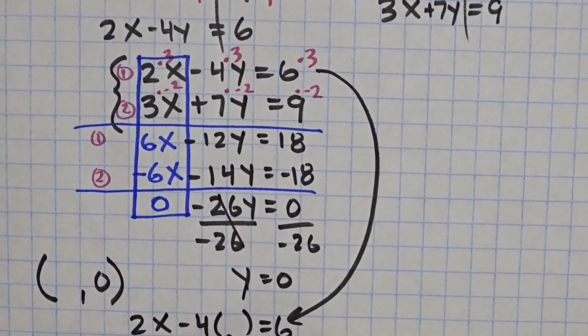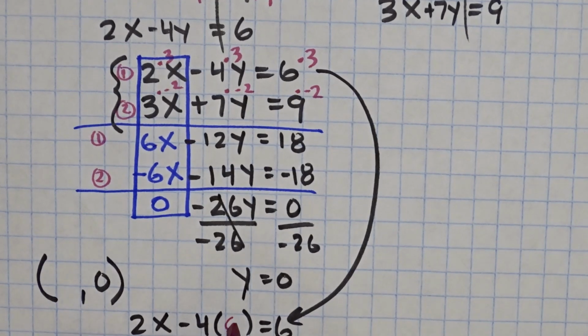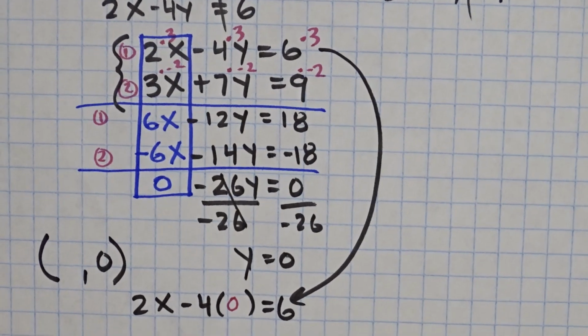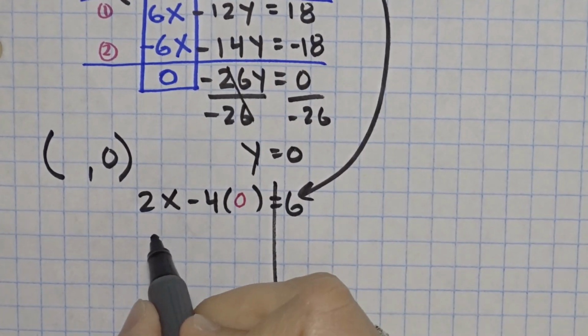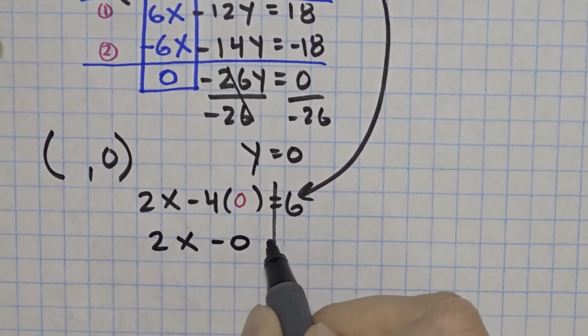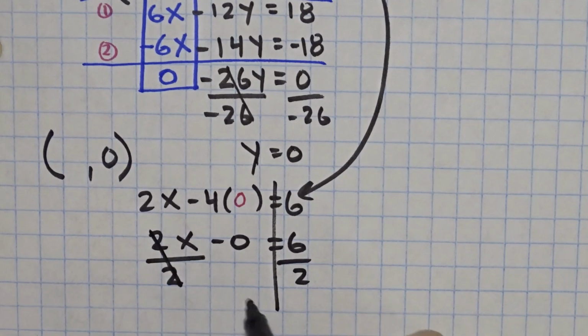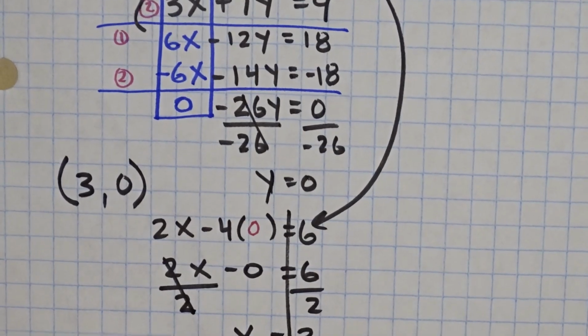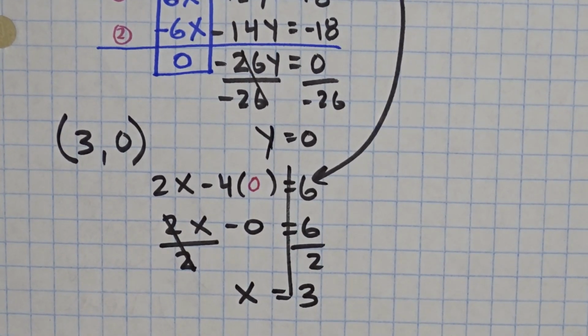Now, because this y is not really y anymore, I do know that it equals 0. I'm going to put a 0 here. Doing that eliminates the y from the equation, so I can focus on finding x. So now I end up with 2x minus nothing equals 6. Divide by 2, and I get x equals 3. So (3, 0) was a solution. All right, and there you go.